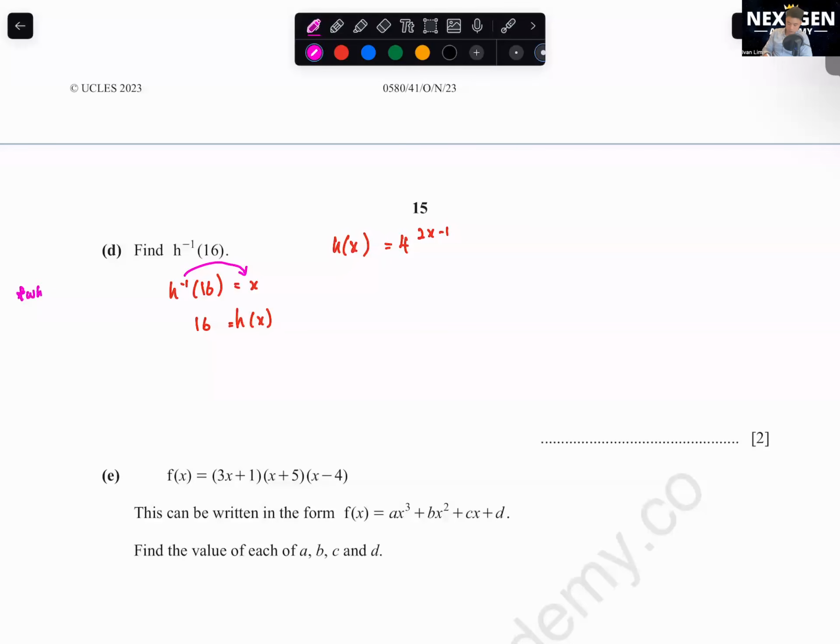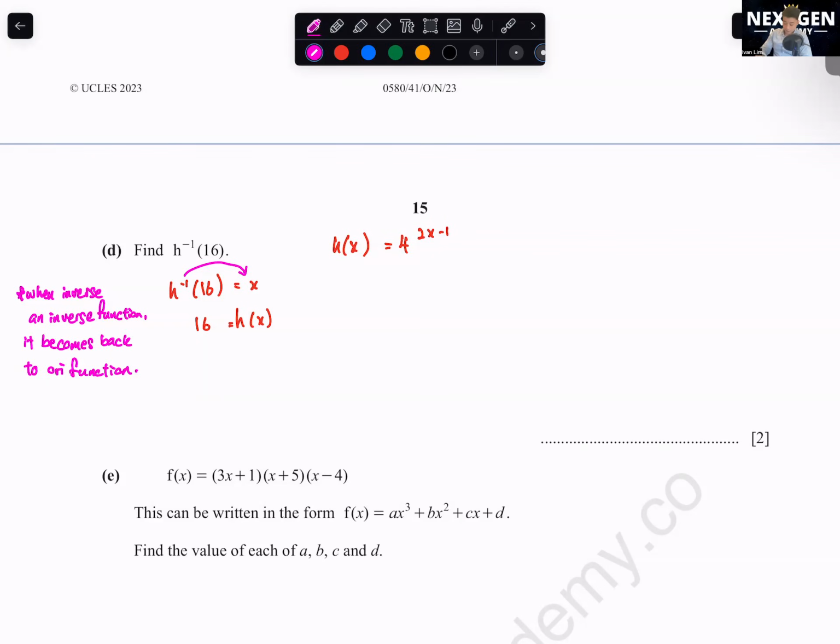When you inverse an inverse function, it becomes back to the original function. Got to remember this fact over here.